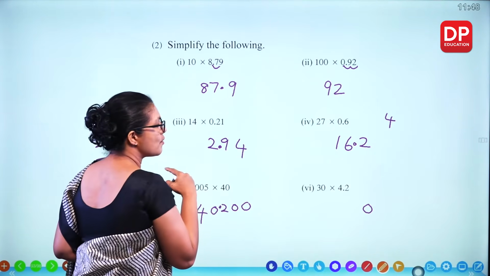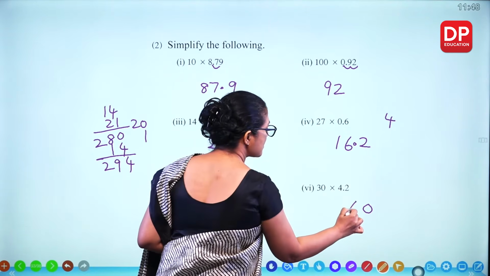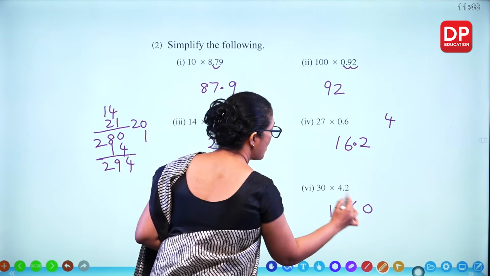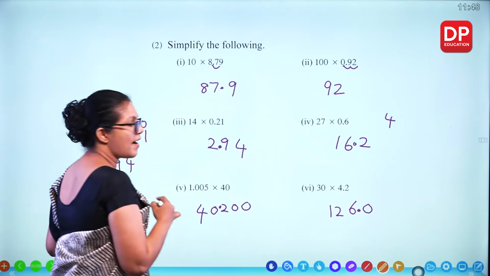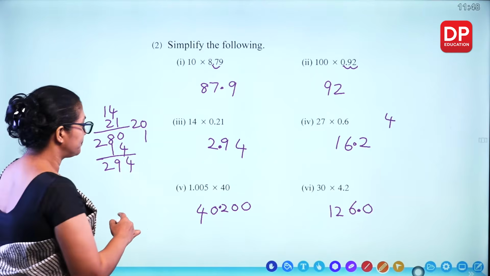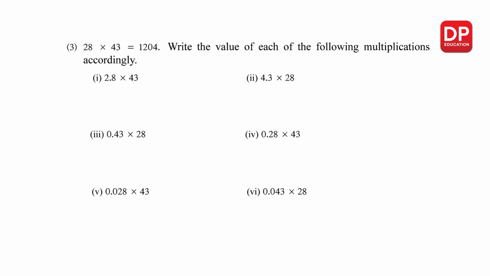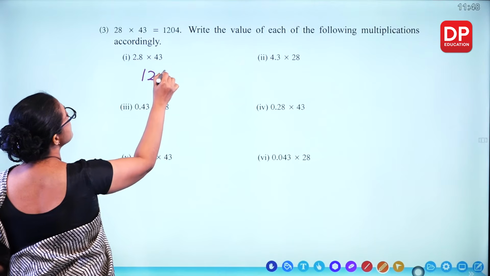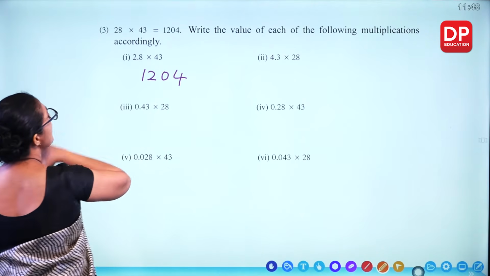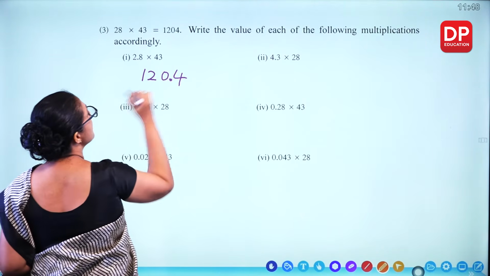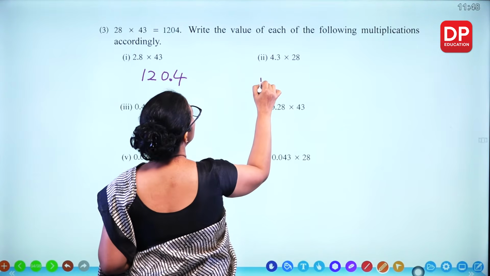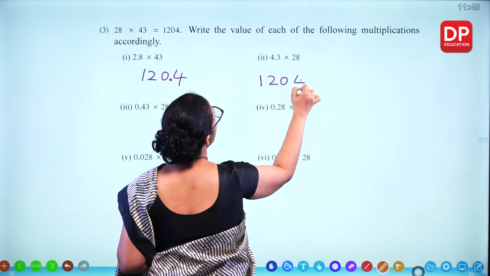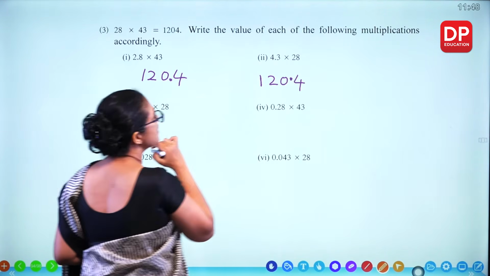Put 0 and multiply by 3. 6 and 12. So 1 decimal place you have to keep, 126. 28 into 43 is 1204. Write the value of each of the following multiplications accordingly. So you get the same answer, but 1 decimal place you have to keep here. 1204, 1 decimal place.